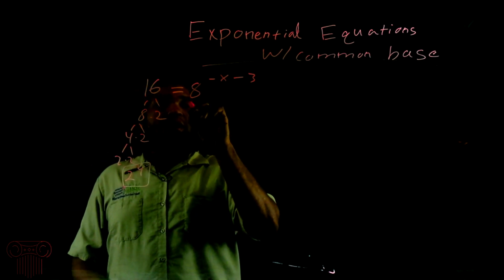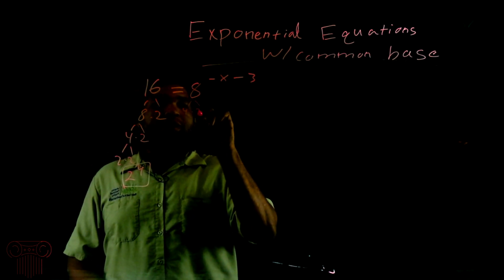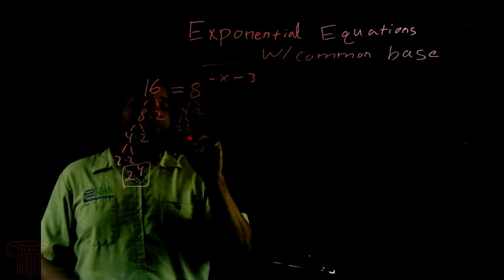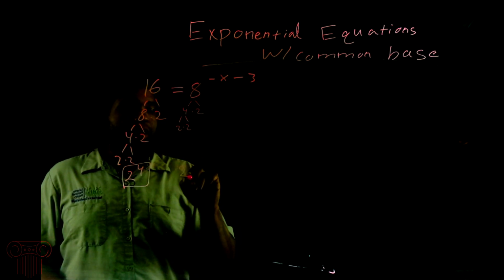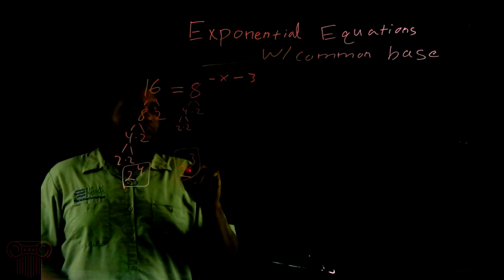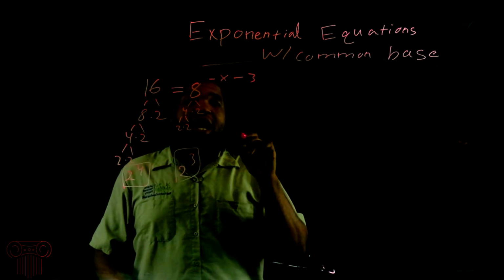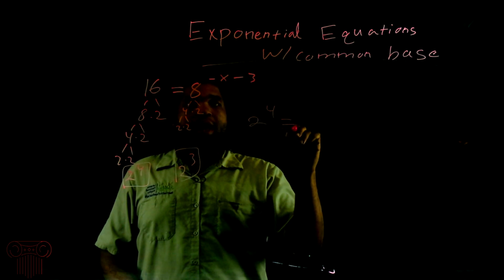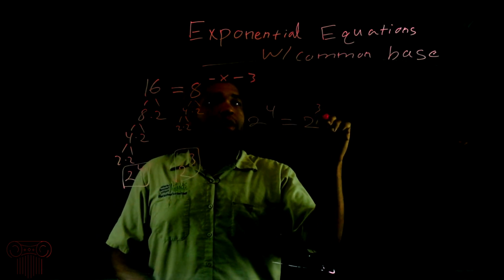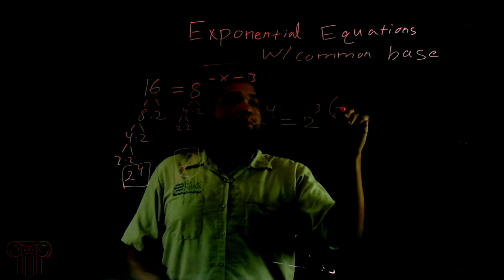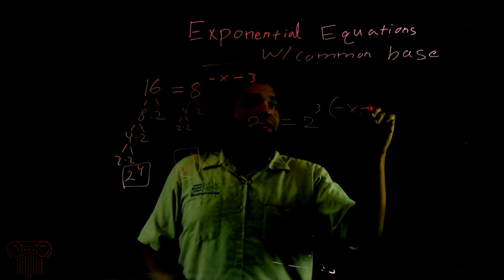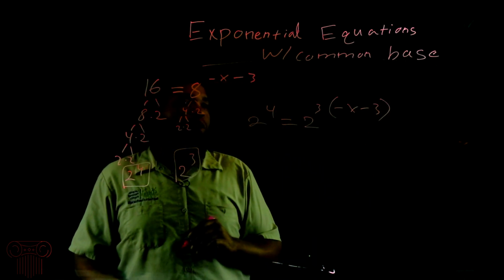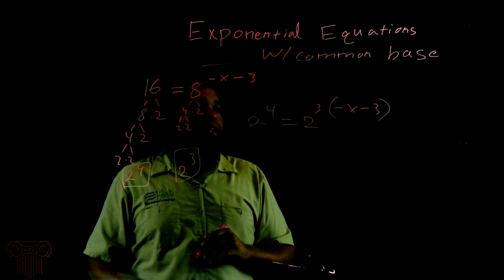Now, 8, what goes into 8? We already established this: 4 and 2, and 2 times 2 goes into 4, so we have three 2's. So we have 2 to the 3rd. Now our bases are 2 to the 4th equals 2 to the 3rd, parentheses, negative x minus 3 for the power. That's going to be our new problem here.